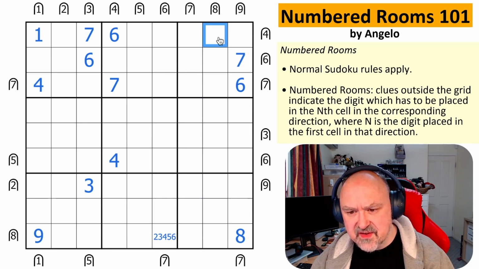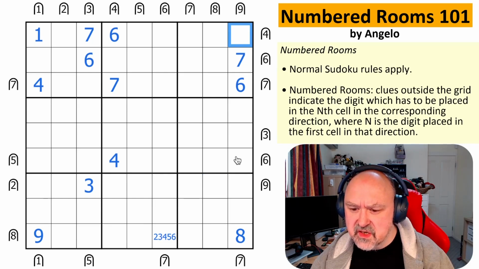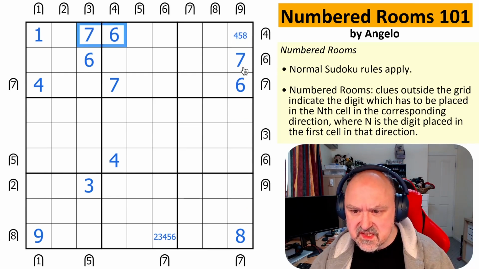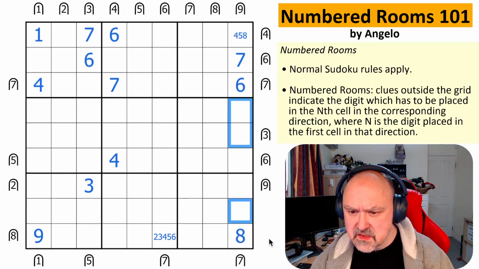8 can't be 7, 8, or 9, because I can't put it up there. 9 can't be 9. Actually, 9 is a bit restricted, because it can't be 1, 2, 3, and it can't be 9. So it's 4, 5, 6, 7, or 8. It can't be 6 or 7 because it sees 6 and 7 in multiple directions. So it's 4, 5, or 8.